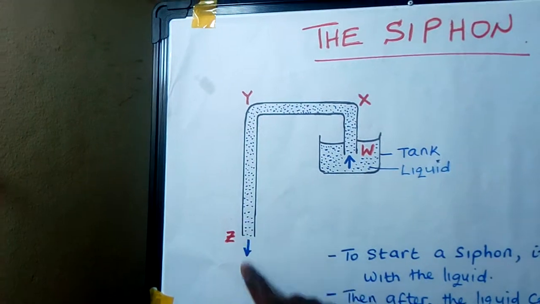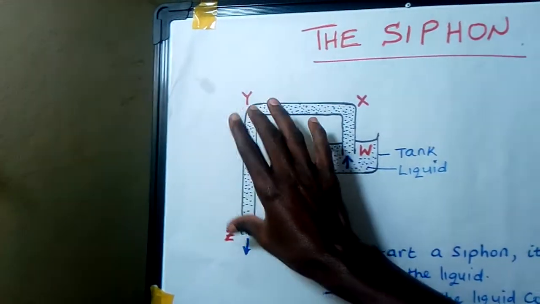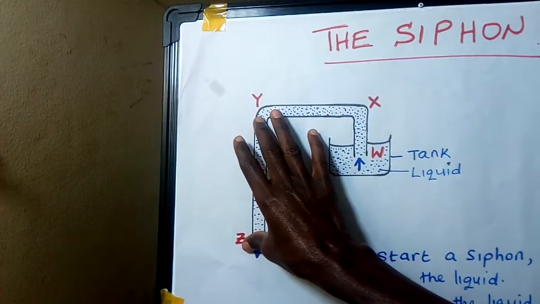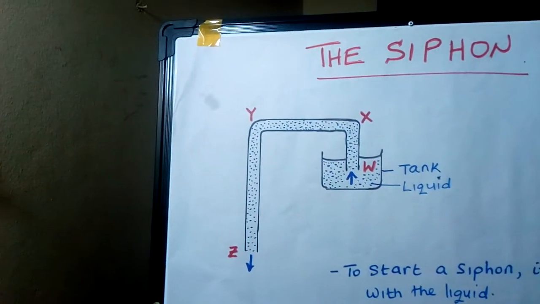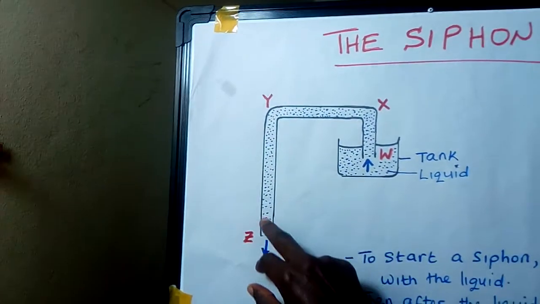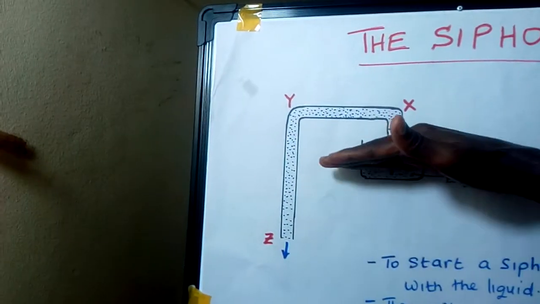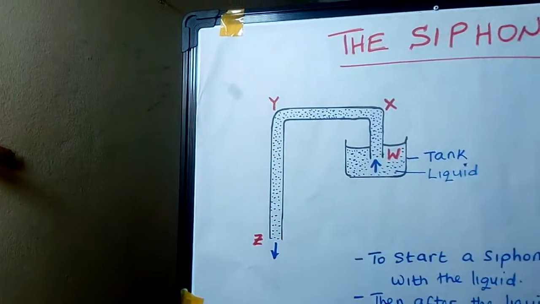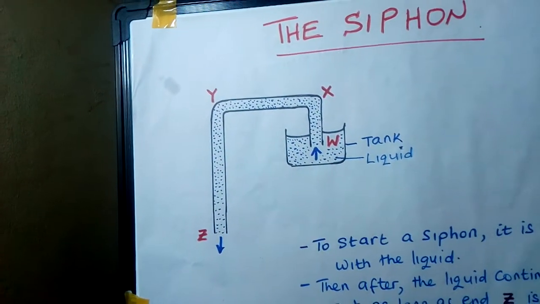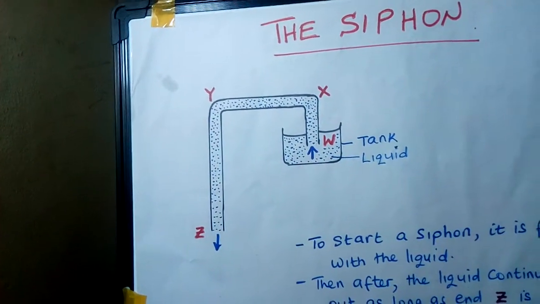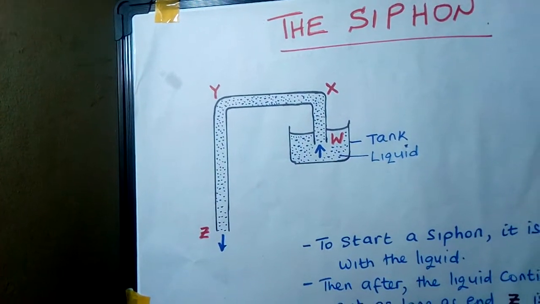So the liquid continues to flow as long as this end is below the liquid level in the tank. As long as this side is below, the tank is raised, then this end is down. This liquid will continue flowing until the tank becomes what? Empty.